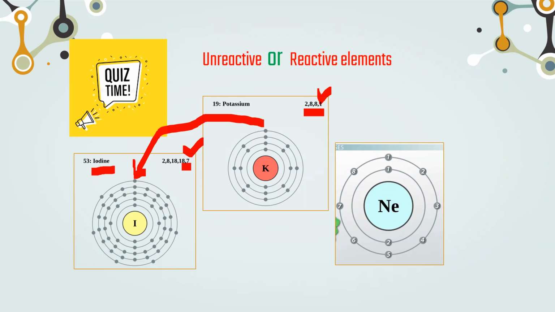Now come towards the neon. Neon belongs to group 8, and it has 8 electrons in its outermost shell. Its outermost shell is completed, and it doesn't need to add any other electron or charged particle. So it is called unreactive. So things were quite clear to you all, what the reactive and unreactive elements are.